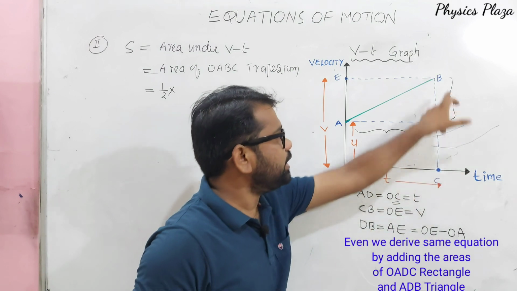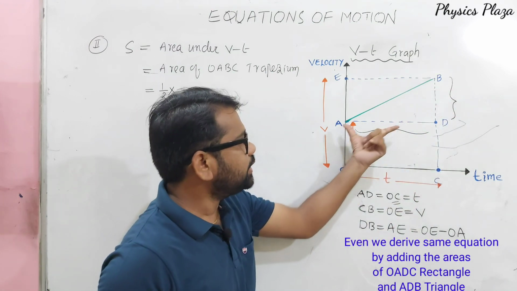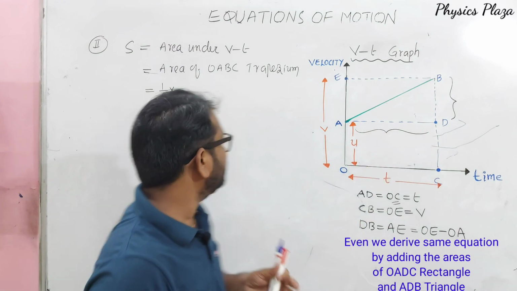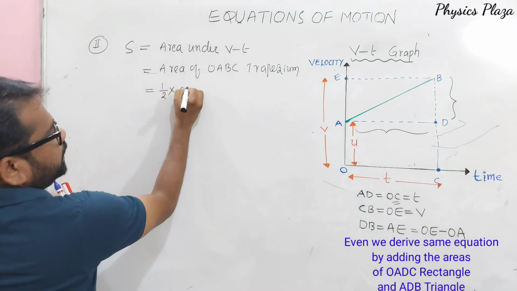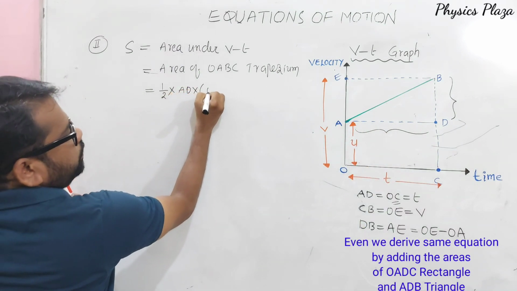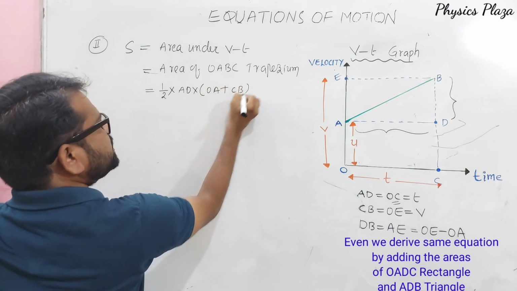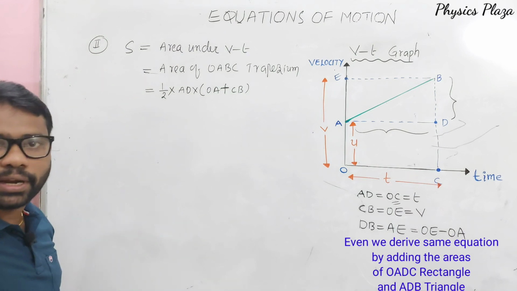OA, CB, these two are the parallel sides, and here AD is going to be what, children? Perpendicular distance between these two parallel sides. So here, half into AD into OA plus CB, or BC you can write here.